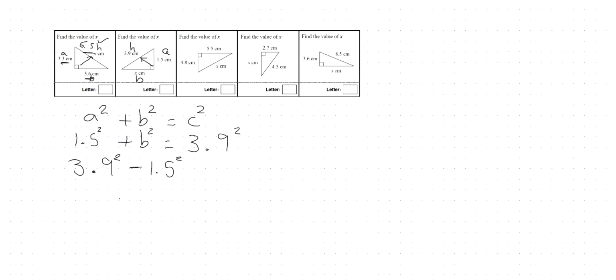Okay, again, I'm going to type it into a calculator. So I've now got 3.9 squared subtract 1.5 squared. And then to really reiterate, it has to be c squared. It has to be that biggest side subtracted off one of the smaller sides, okay? That then leaves me with the b squared. What I now need to do, just like the other one, is square root it.